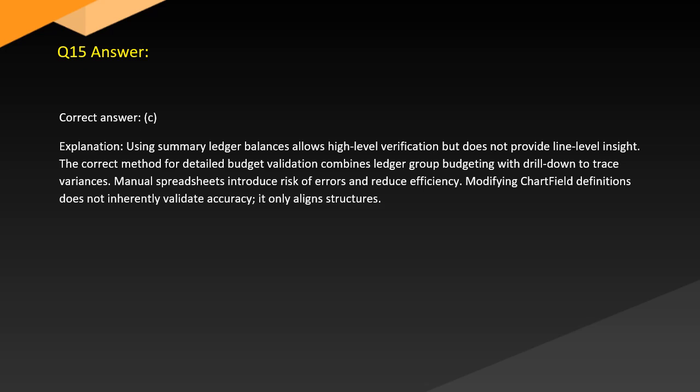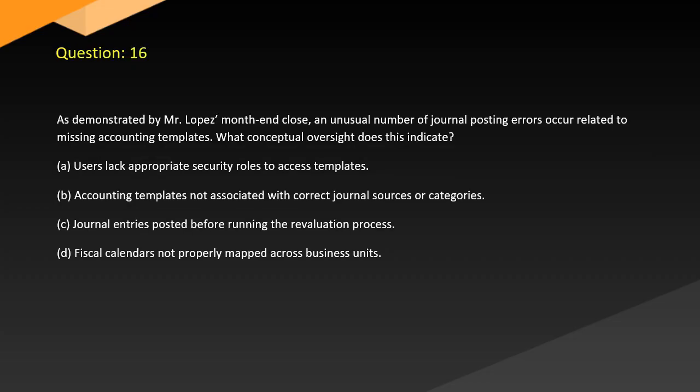Manual spreadsheets introduce risk of errors and reduce efficiency. Modifying chart field definitions does not inherently validate accuracy. It only aligns structures. Question 16. As demonstrated by Ista Lopez month-end close, an unusual number of journal posting errors are correlated to missing accounting templates. What conceptual oversight does this indicate?